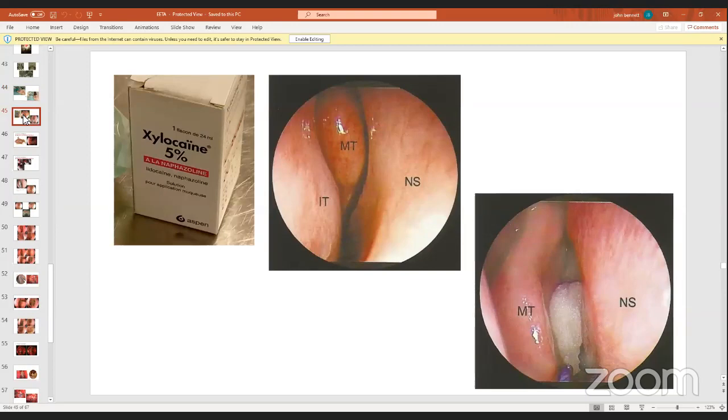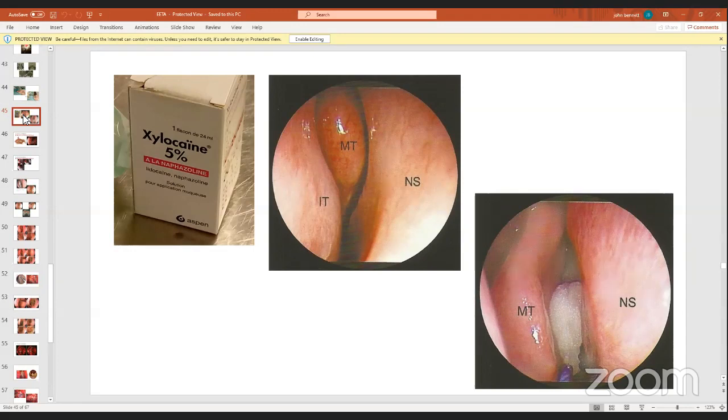Xylocaine and naphazoline, this is what we have in our operating room and what we use. We soak the patty in it, and we put it right between the nasal septum and the middle turbinate. We put it there again and again. We can put as many as three patties there, and we wait for 5 minutes.